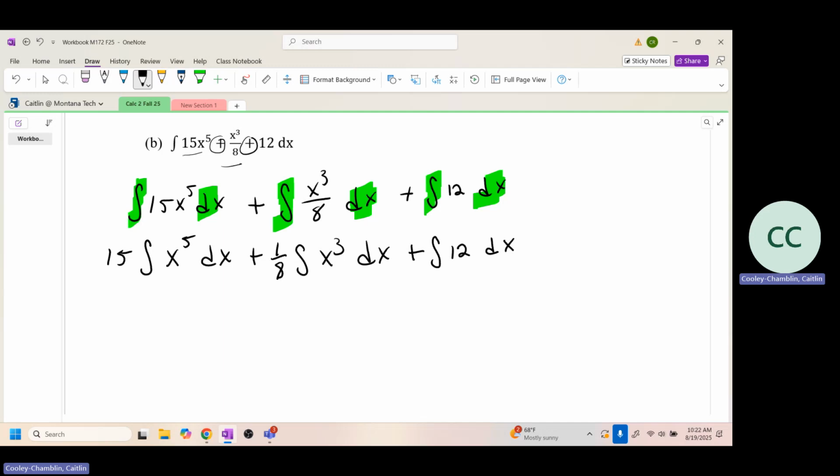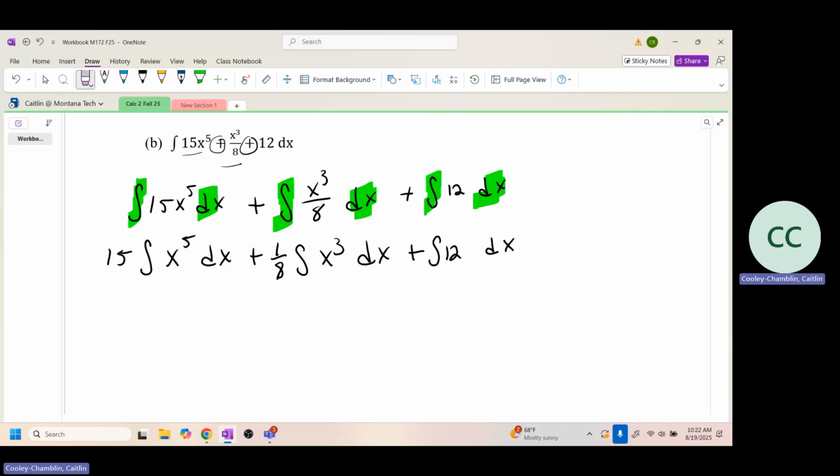Because it does not go away if I bring the 12 out. So just for funsies, if you decided to bring the 12 out, you would have 12 times the integral of 1 dx. There's a 1 as a placeholder. To me, that feels really funny. So I'm going to do the integral of 12. Oh, no x. 12 dx.